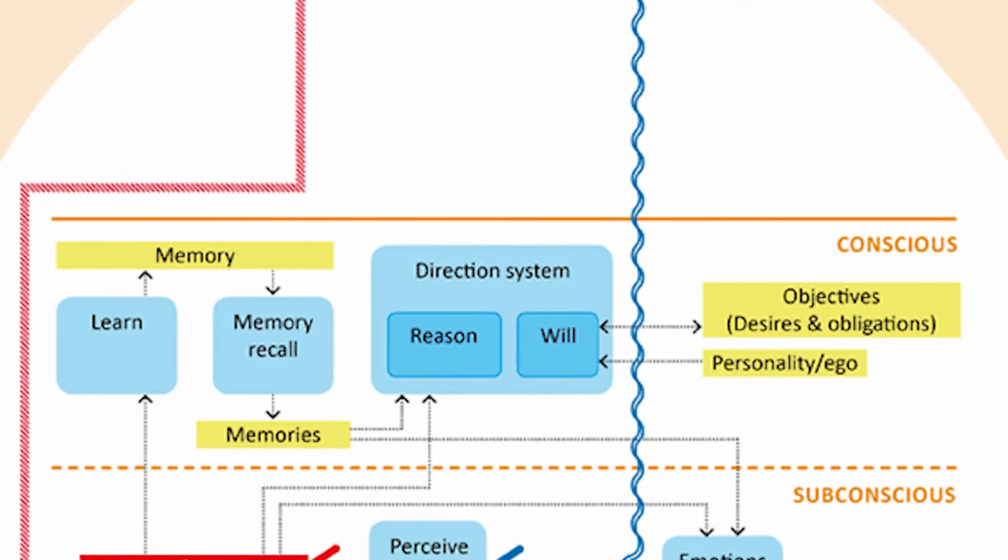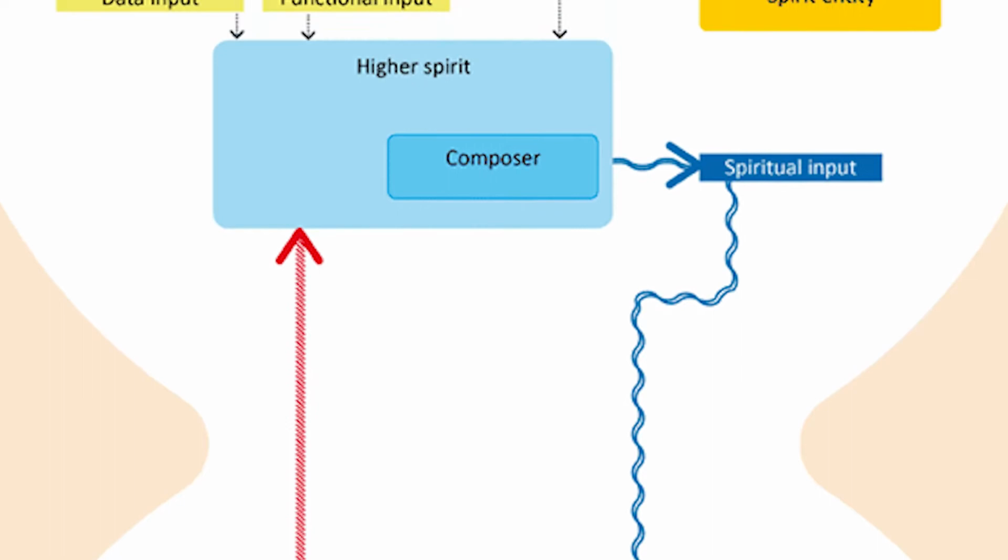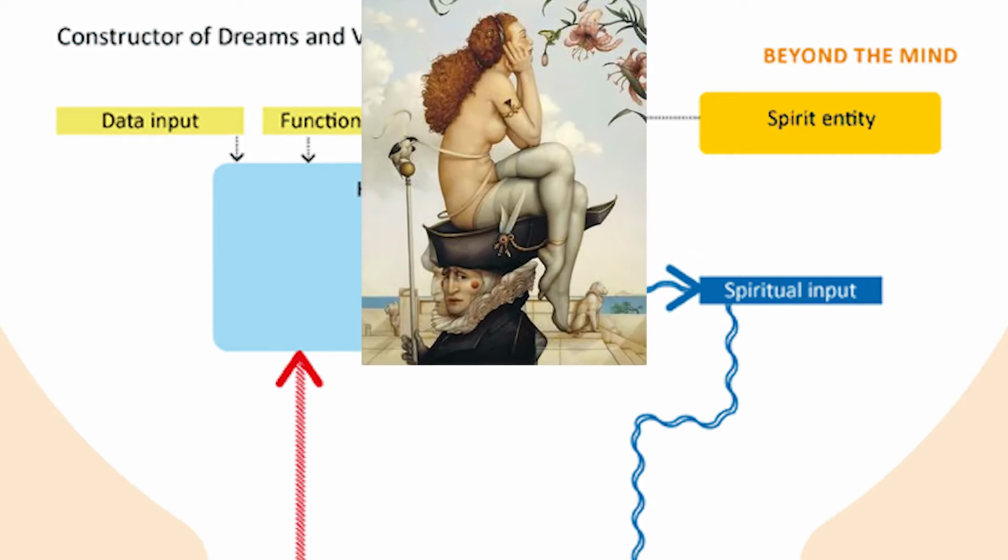Then, at the very top of the diagram, there is the higher spirit, also known as the immortal soul. See the palaces, kites, and crown video.